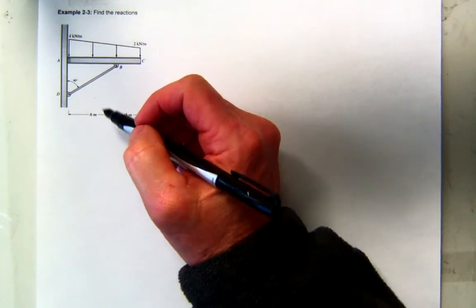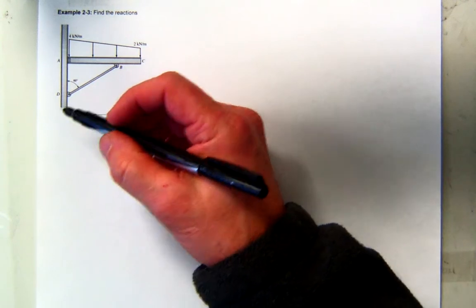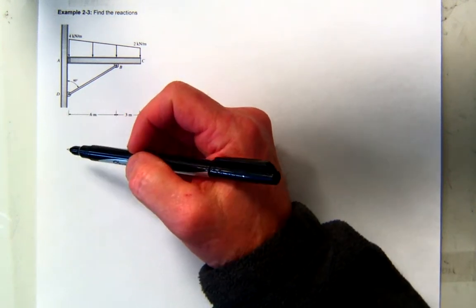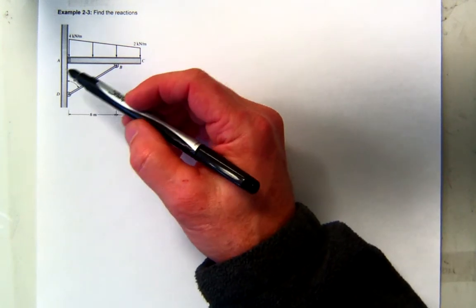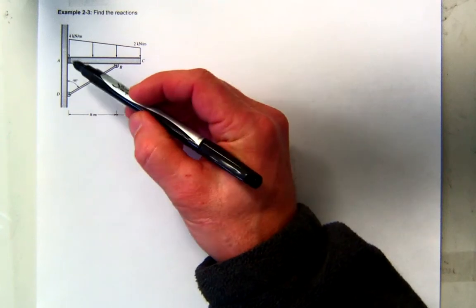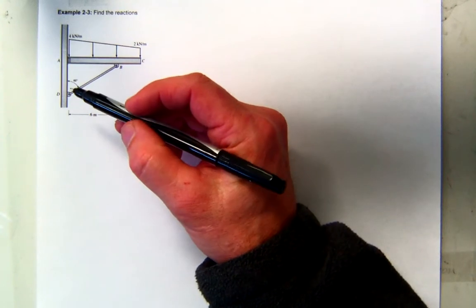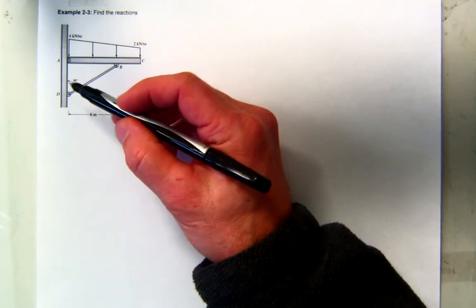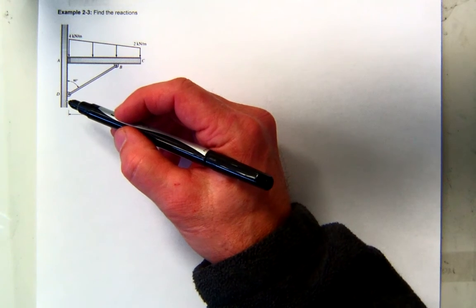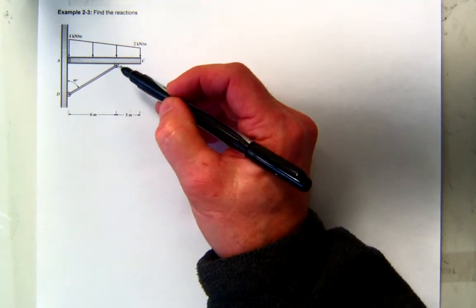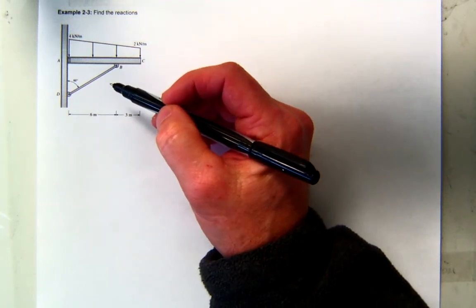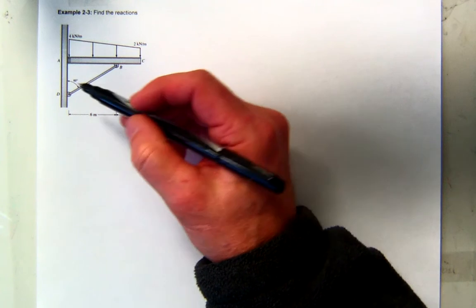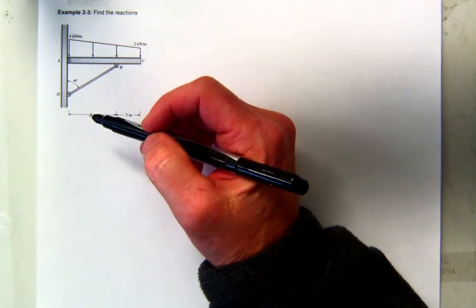So let's talk about this. I want the reactions. The reactions of the system would be what? Well, I think the easiest one to see is, I want to know what's happening here at A. Now, do I want to know what's happening here at B? Probably. Now, is this considered a reaction where it connects at B? Maybe, maybe not.